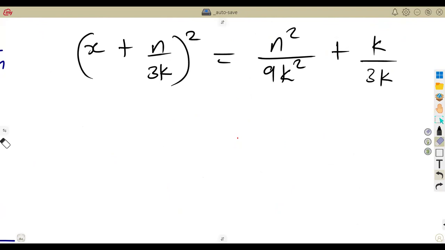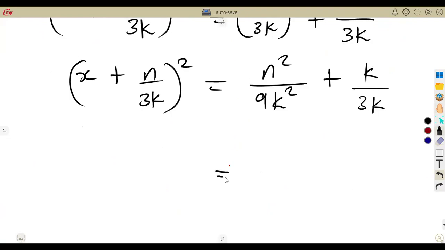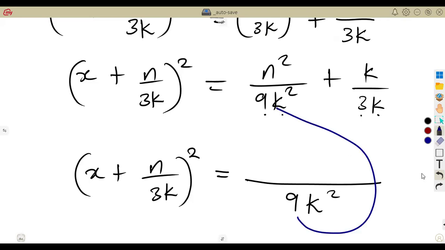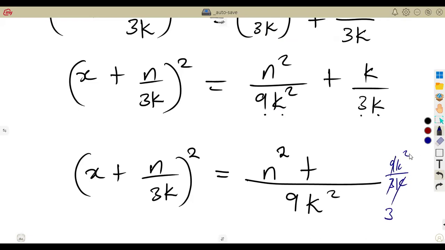Now we need a single fraction here. So what are we equal to? All right. x plus n over 3k squared equals, 3 times 3 is 9, k squared and k, that's a k squared. So let's divide 9k squared by 9k squared, that's 1. 1 times n squared, plus 9k squared divided by k squared is 9, and 3 into 9 is 3. So you're going to have 3k, you multiply it by the k squared, and 3k and k give you 3k squared at the end. So this is what we're going to have.